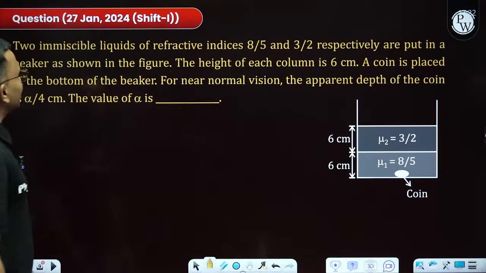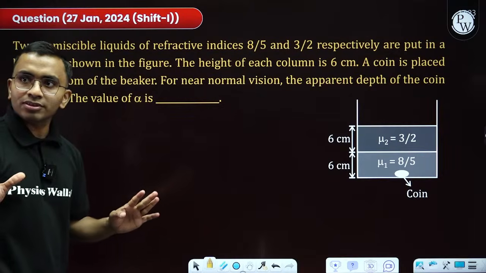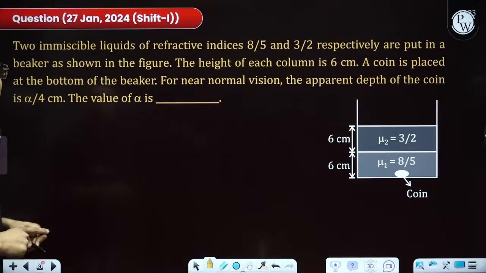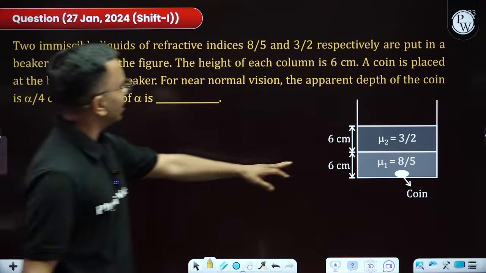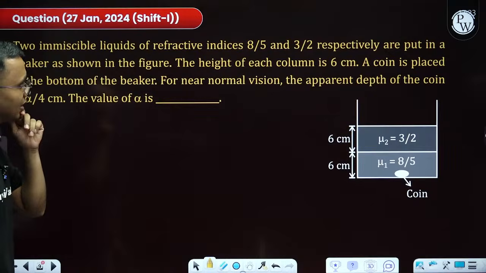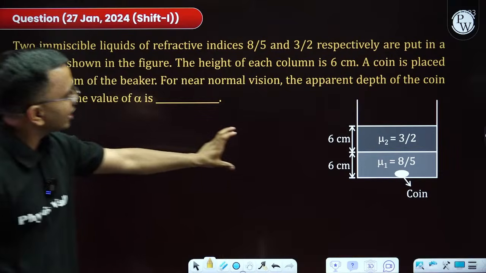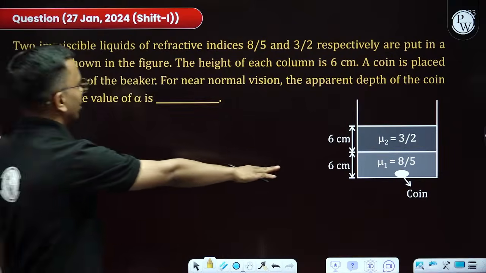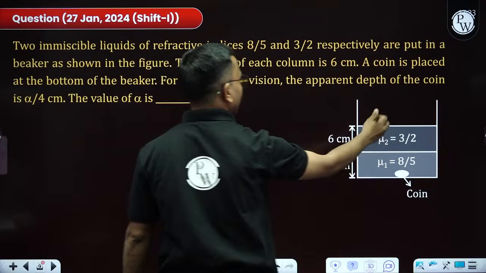Next question. We have to solve 40 questions and the time is less, so let us increase the speed. Two immiscible liquids of refractive index 8 by 5 and 3 by 2 respectively are put in a beaker as shown in the figure. The height of the column is 6 centimeter of each. A coin is placed at the bottom. For near normal vision, the apparent depth will be?